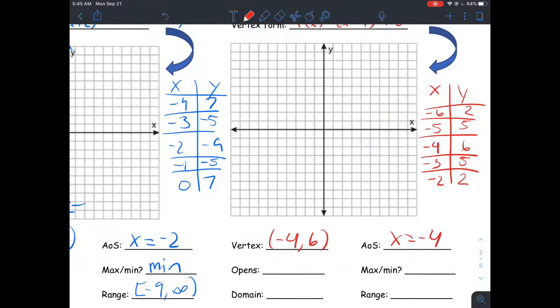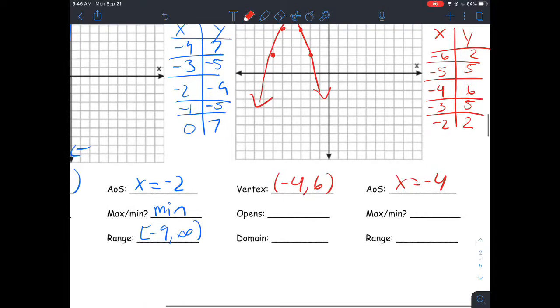Oh, and I should probably plot my points. So we've got minus 4, positive 6, minus 3, 5, and negative 2, 2. And that is our parabola.